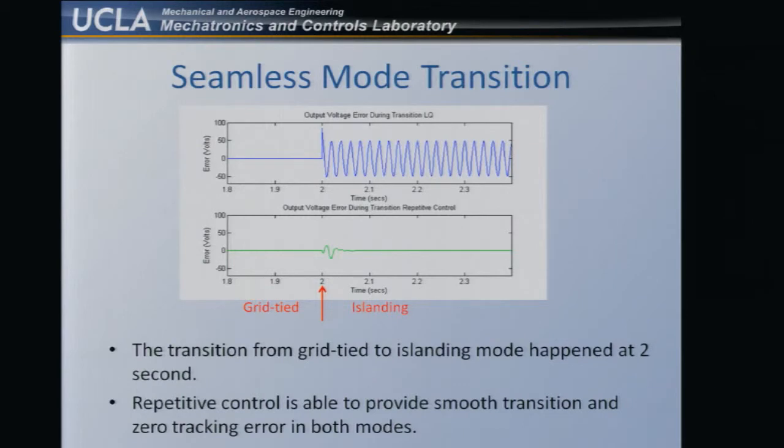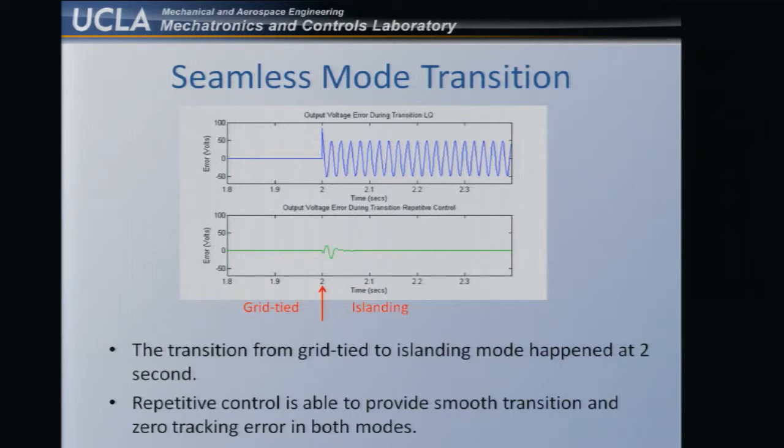So this slide shows the transition from grid-tied mode to island mode when we try to track a sine wave, and what the error looks like. At the 2-second mark, the grid-tied mode was switched to islanding mode. With linear quadratic control, it generates spikes and then creates sustained 60 hertz errors. Of course, we assume that before that there were no errors, okay? But with repetitive control, which was able to track these Fourier harmonics, the transition is fairly smooth.